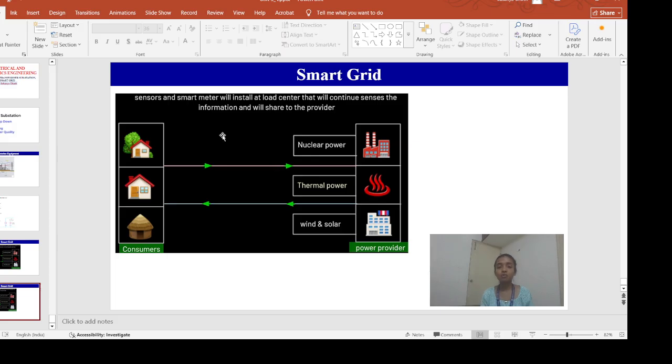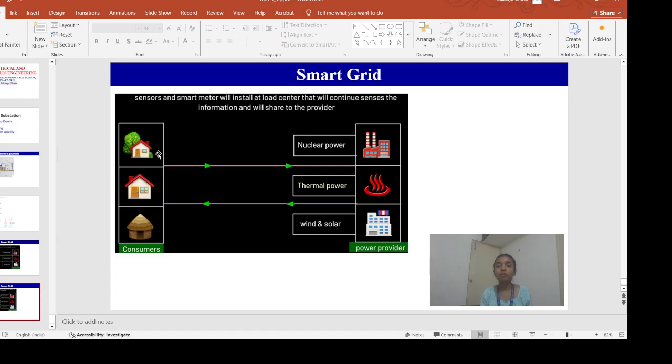Okay, so I already mentioned one term called tariff rate. Suppose morning time tariff rate is 2.5 rupees, it is low. Evening time it is, let's say, 4.5 to 6 rupees. Night time it is again 2.5. So if the consumers come to know what the tariff rate is, then accordingly they can consume the electricity.